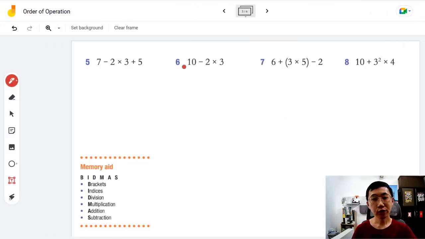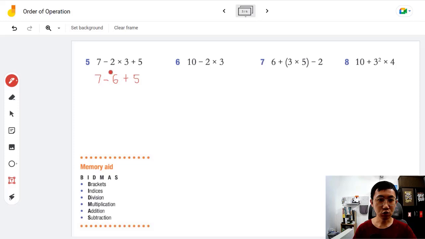Question 5, okay, I can see multiplication, minus, and plus. If you check the ranking, multiplication has to be done first, followed by either addition or subtraction. Okay, so try to do 2 times 3 first. Try to do this first. So copy 7, copy minus. So 2 times 3 gonna get you 6, plus 5.